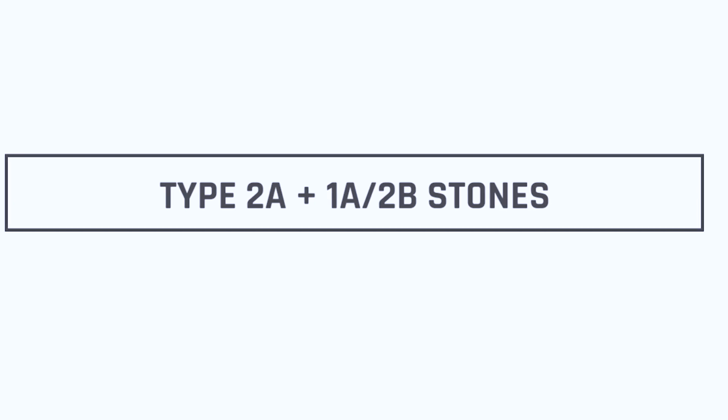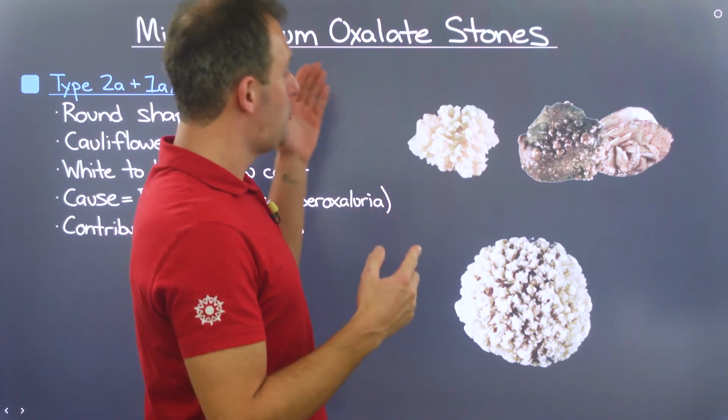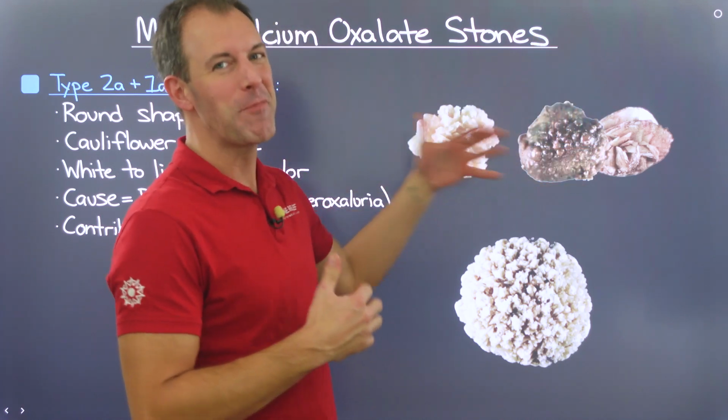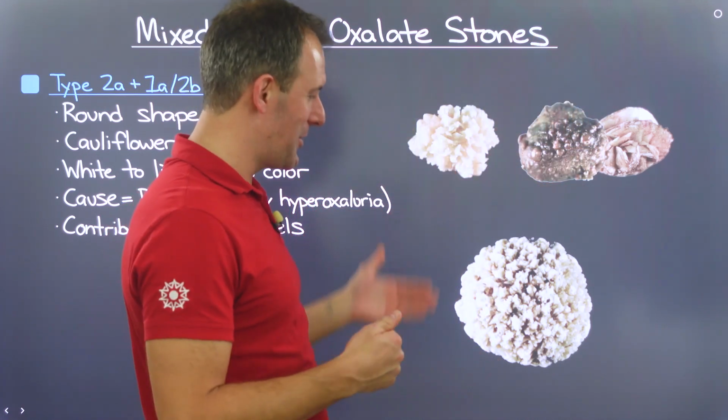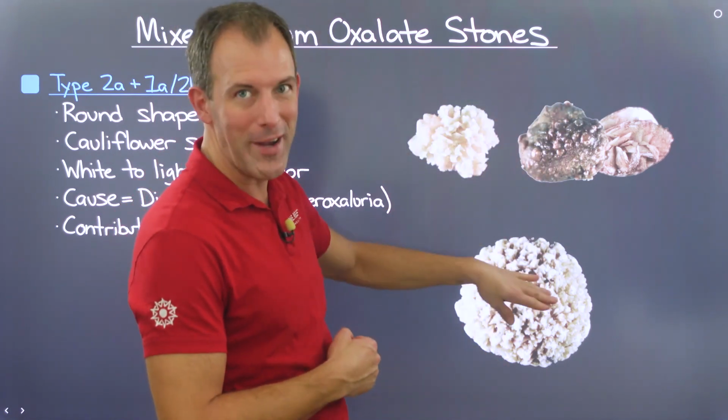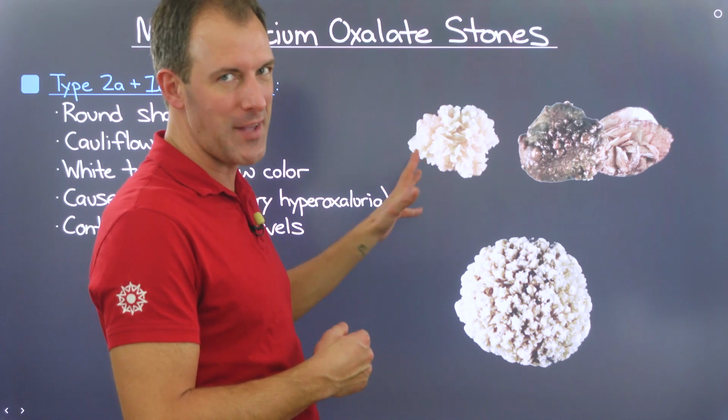All right, so I want to introduce you to the type 2A/1A/2B mixed calcium oxalate kidney stone. That's what these things getting together represent right here. That's kind of the combination of things that occur.